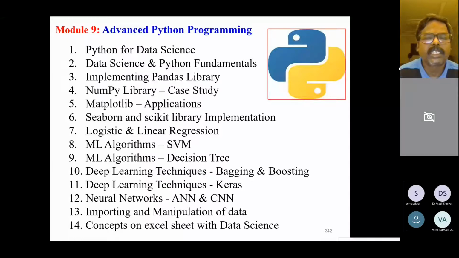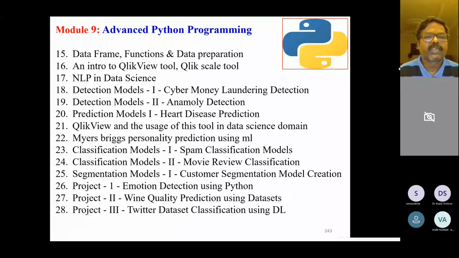These all come under AI applications: data frame functions and data preparation, an introduction to the Qlik View tool, the Qlik Sense tool, natural language processing in data science, a cyber money laundering detection model, anomaly detection, heart prediction models like heart disease prediction, and Qlik View and the usage of this tool in the data science domain, and Myers-Briggs personality prediction using machine learning, classification models like spam classification models, movie review classification, customer segmentation model, emotion detection using Python, wine quality prediction using datasets, Twitter dataset classification using deep learning.